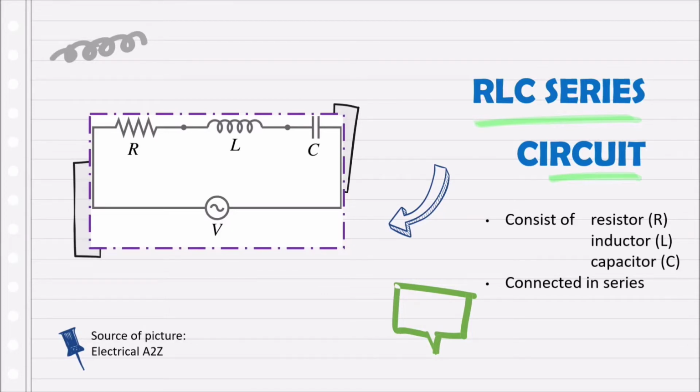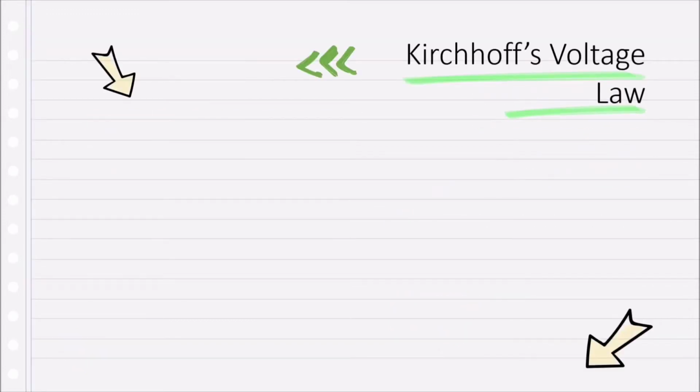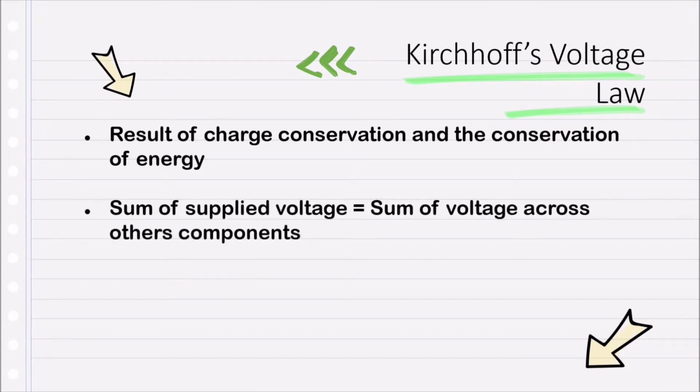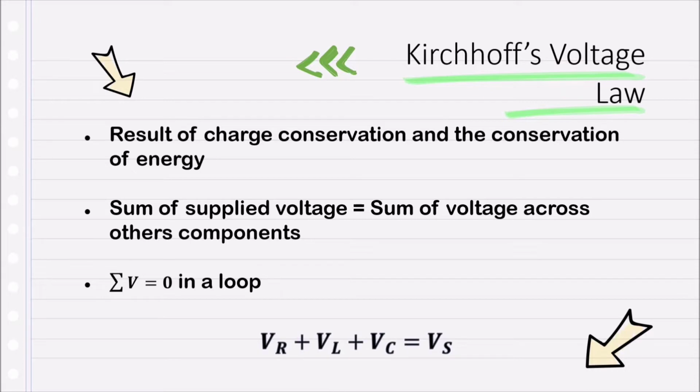To find the supply voltage across the three components, Kirchhoff's second law is applied. Kirchhoff's second law is also known as Kirchhoff's voltage law. It is a result of charge conservation and the conservation of energy. It states that in any complete loop within a circuit, the sum of all supply voltages, either from a cell or generator providing electrical energy, must be equal to the sum of all voltages across the other components, such as the resistor, inductor, and capacitor. The most important thing is that it must be within the same loop. In a simple way, the sum of potential differences of voltage in a closed loop is equal to 0. From there, we can conclude that VR plus VL plus VC is equal to VS.